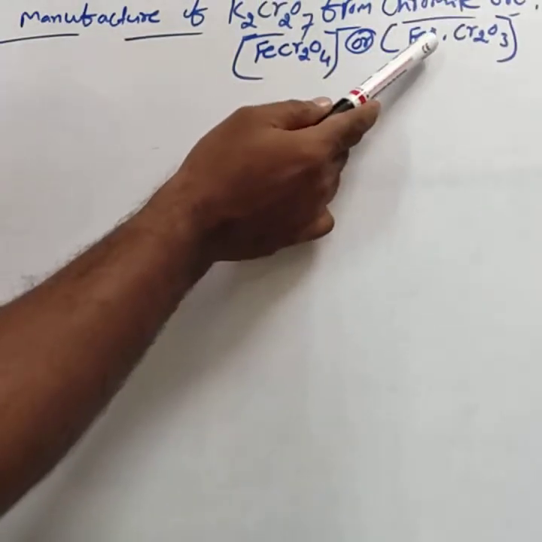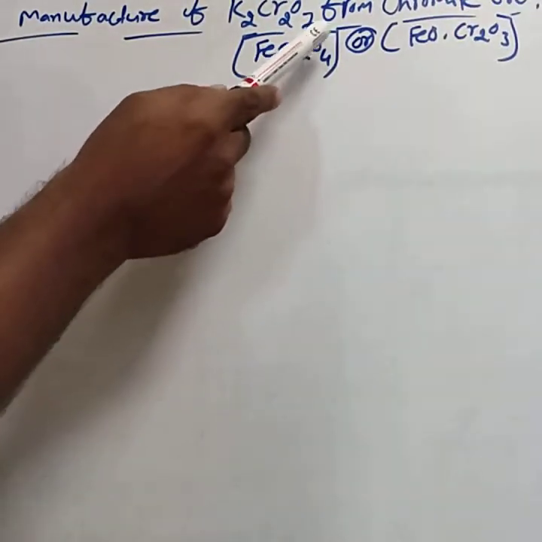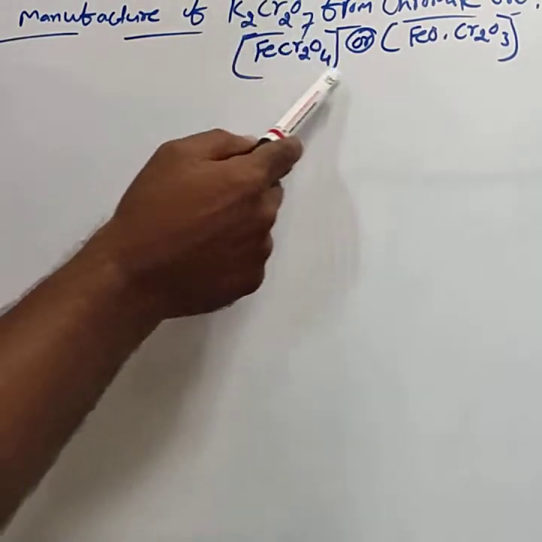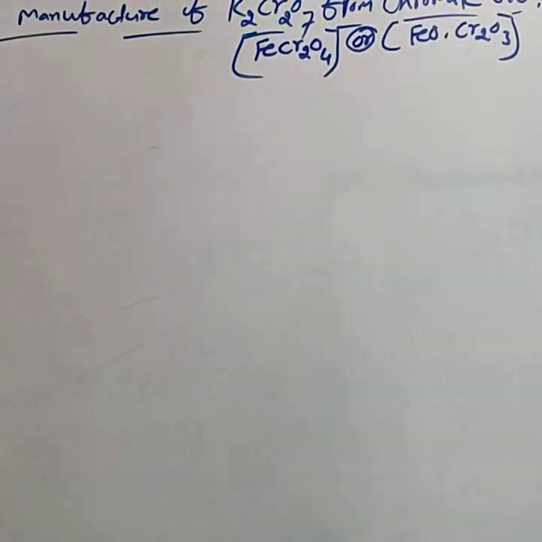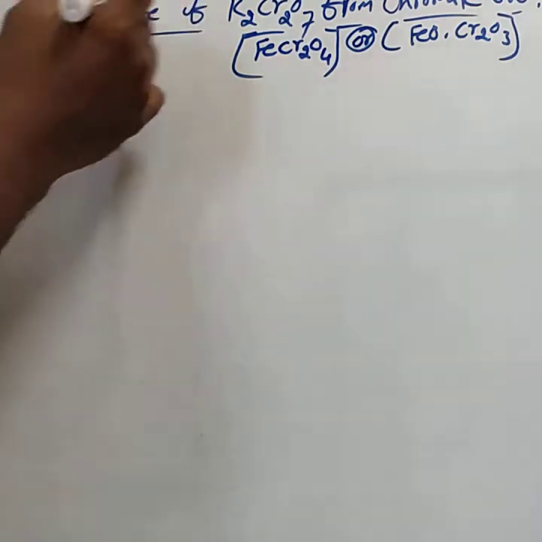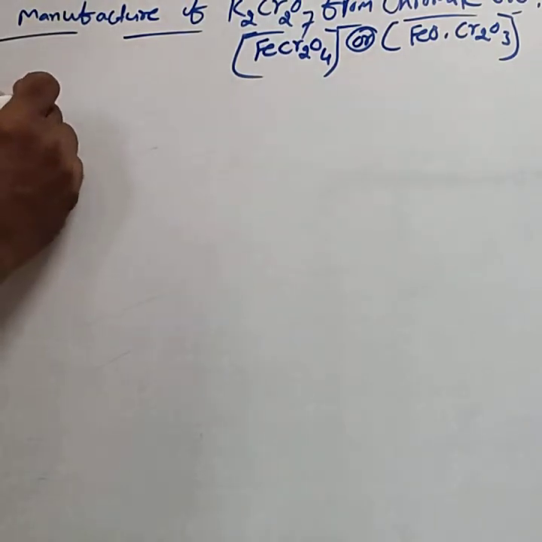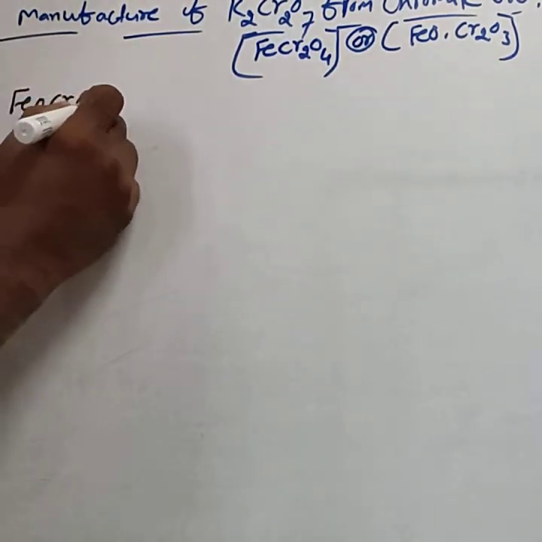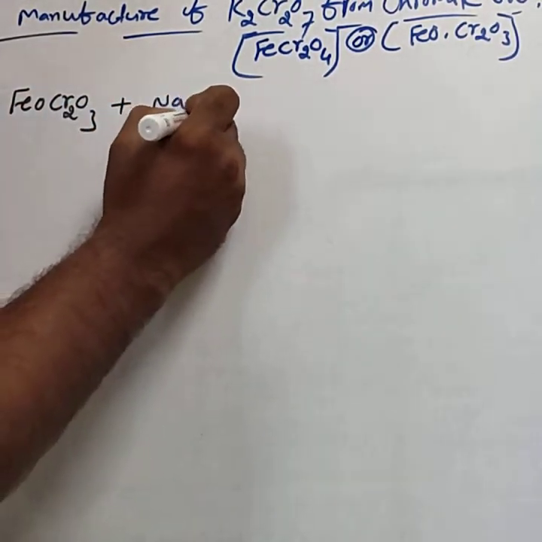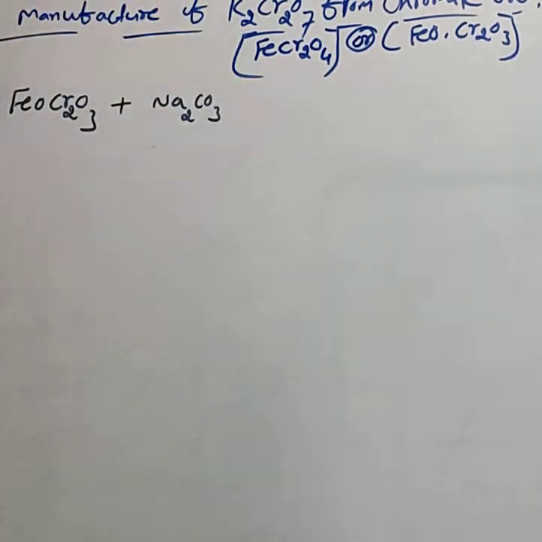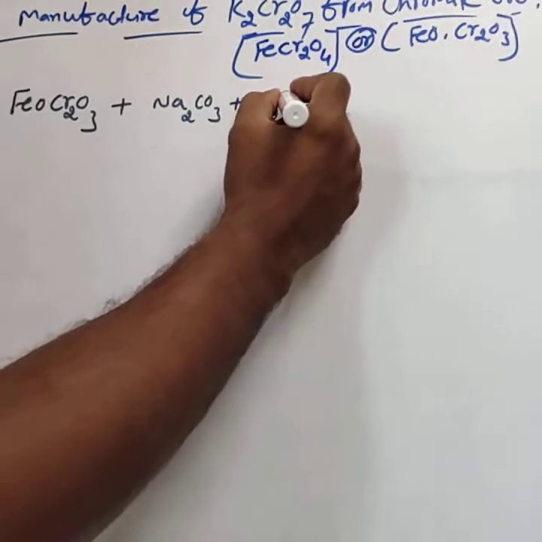Chromite ore formula is FeOCr2O3 or FeCr2O4. You can consider either form, FeOCr2O3 or FeCr2O4. This is chromite ore. This involves three steps. First step: the powdered chromite ore is treated with sodium carbonate and is heated in the presence of air.